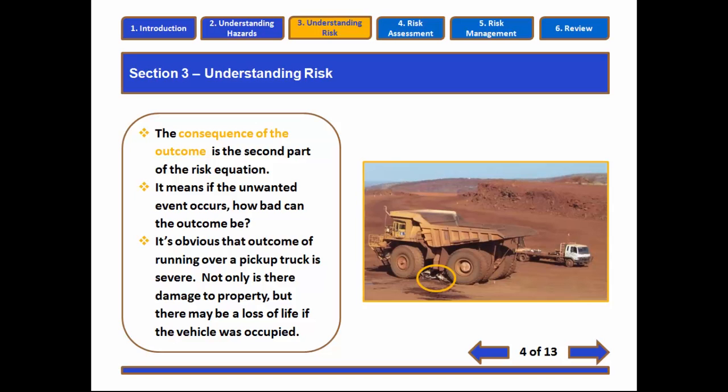Now, how about the consequence of the hazard? Thinking back to the large mining vehicle running over the pickup truck, we can see immediately that there would be a cost associated with replacing the pickup truck. As you can see there, it's totaled. And if there was anyone in the pickup truck, then there were likely injuries, possibly fatalities associated with the incident. And so there's going to be a cost associated with that. And that needs to be incorporated into the consequence calculation.